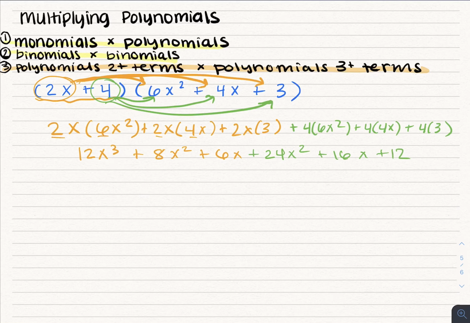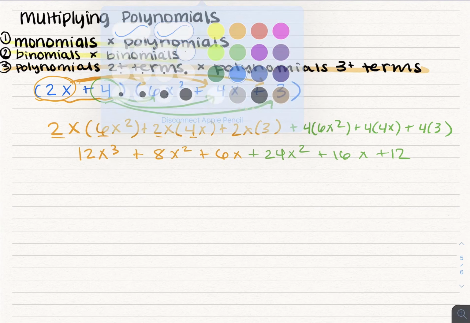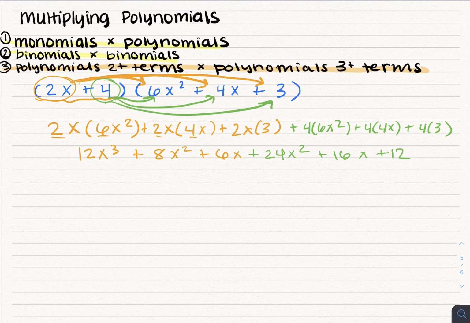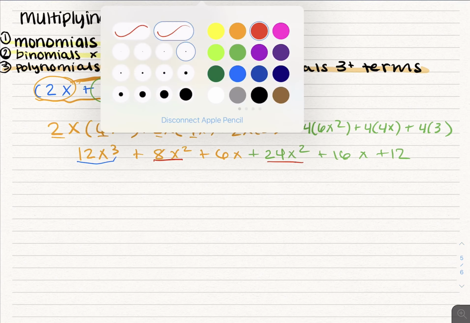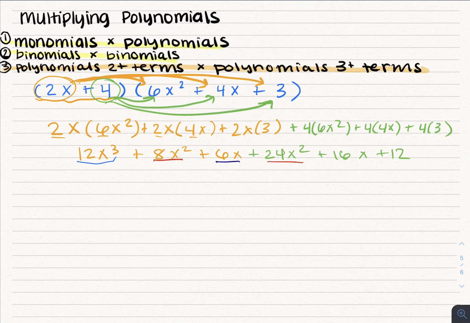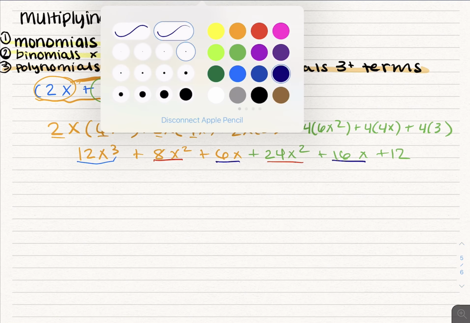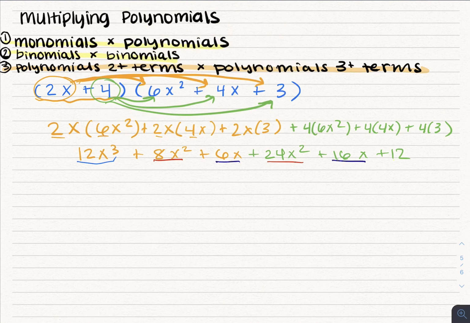And now we need to group our like terms. So we have x cubed by itself. We have 8x squared and 24x squared. We have 6x and 16x. And then we have 12 by itself.